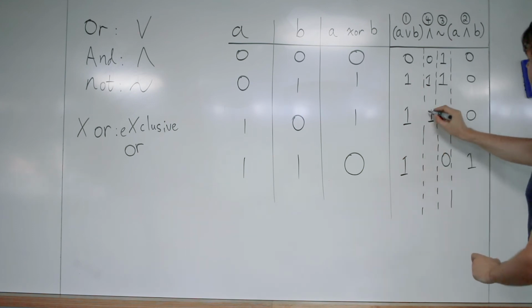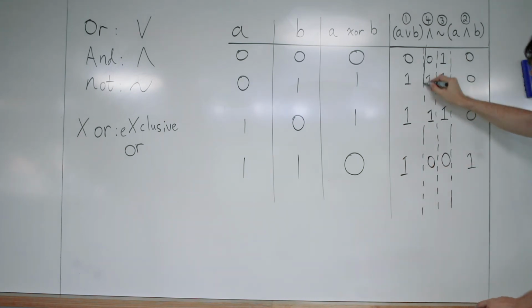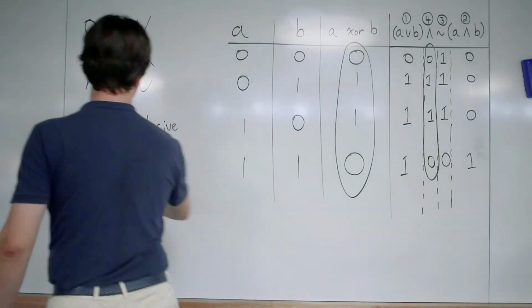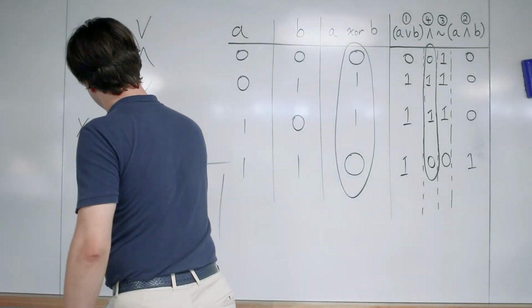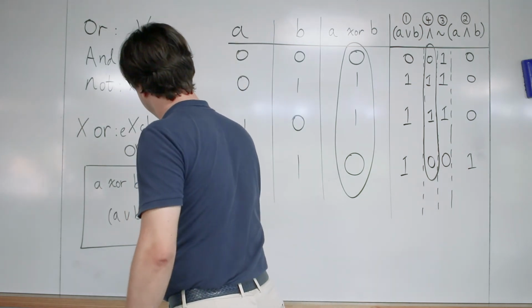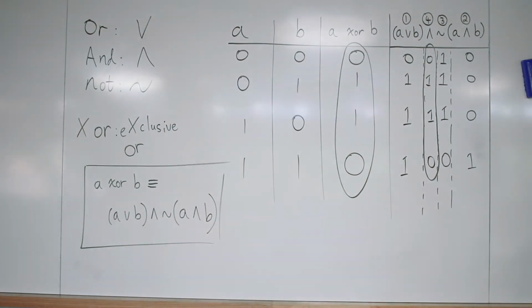Now we can see that both expressions have the same output for every single input, and we can conclude that they are equivalent. We denote this with this funny triple equal sign. Think of it like equal, but not just for numbers. Anyway, that's it for today.